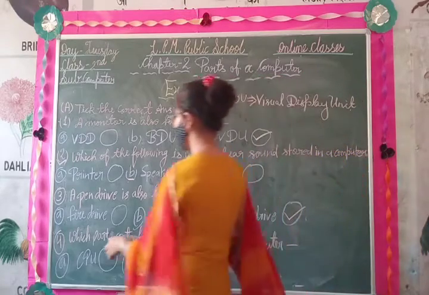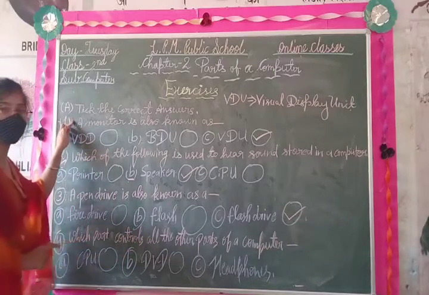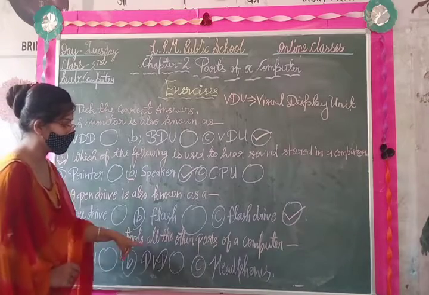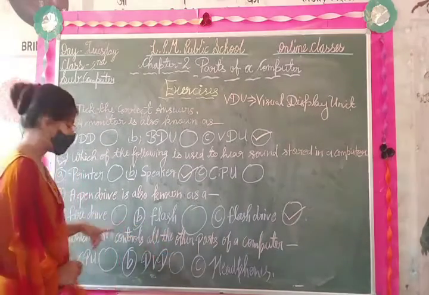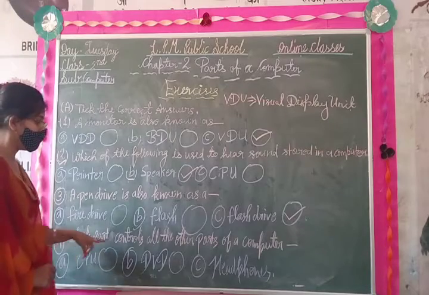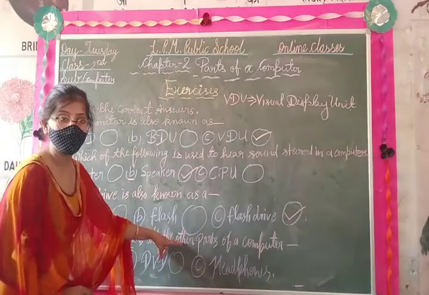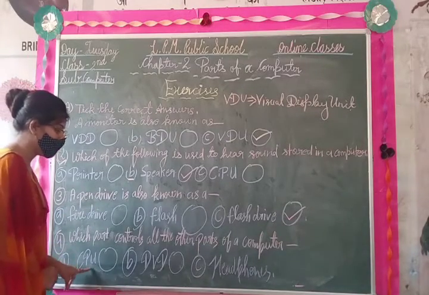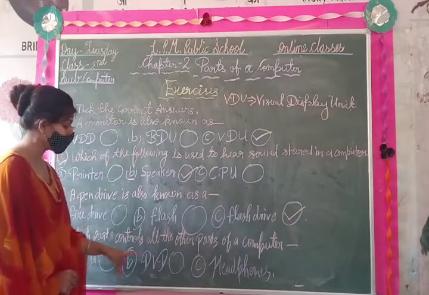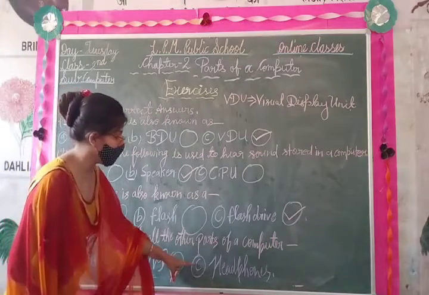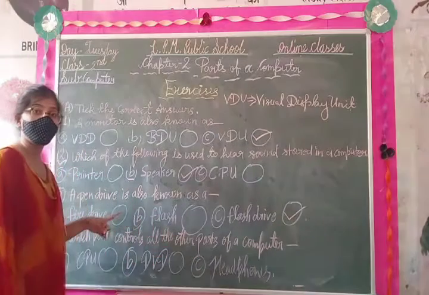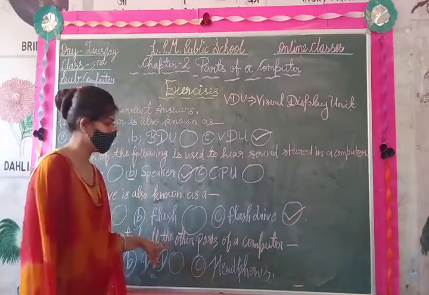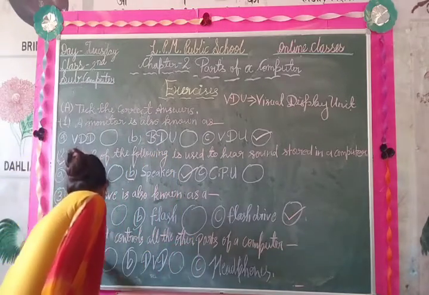Now question number 4 in the tick the correct answer. Question number 4 is which part controls all the other parts of a computer? In this question, we can see option number A is CPU, option number B is DVD and option number C is headphones. So student, you know very well, we learned in this chapter which part controls all the other parts of a computer. It's CPU.